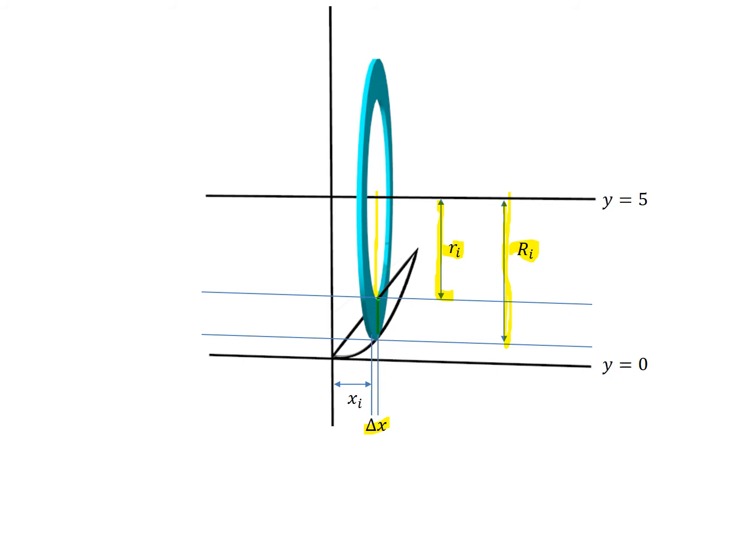So we can find the volume of this washer. It's just going to be the cross-section area times the thickness. But what is this cross-sectional area? The cross-sectional area is just the difference in the areas between the outer circle and the inner circle. So I have pi capital R sub i squared minus pi little r sub i squared, that quantity times change in x.